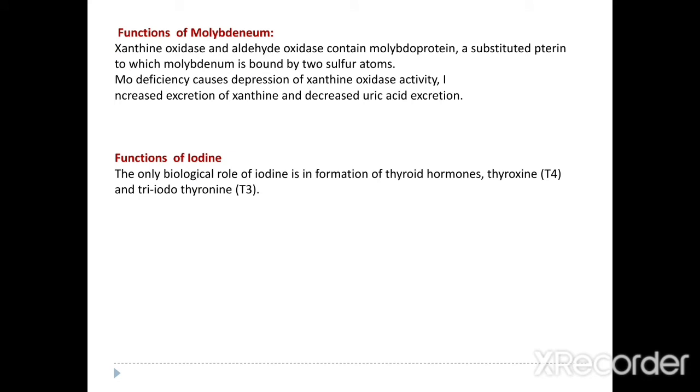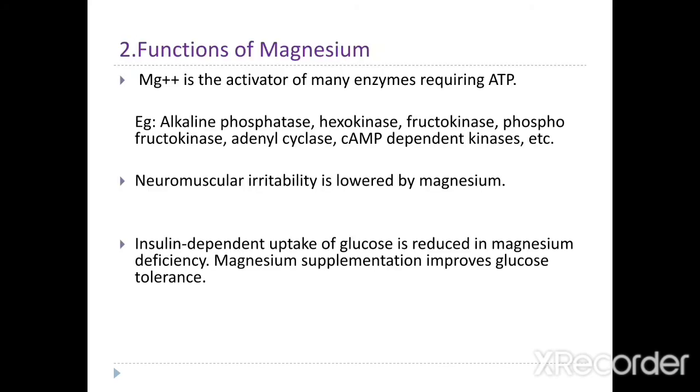Then the functions of molybdenum. Xanthine oxidase and aldehyde oxidase contain molybdoprotein. Molybdenum deficiency will cause depression of xanthine oxidase activity and increased excretion of xanthine and decreased uric acid excretion. Then the function of iodine. The biological role of iodine is in the formation of thyroid hormones, that is thyroxine and triiodothyronine. So, you can write any two trace elements and their function.